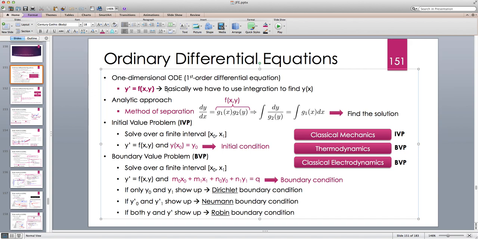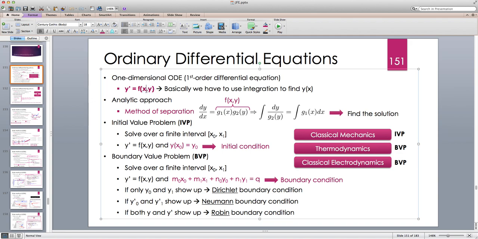And the most important class of equations are linear first-order differential equations of the form y prime equals f of x and y, all right? Now this involves only one variable and one function, right? So the question is, we have x, we know the derivative as a function of x and y.